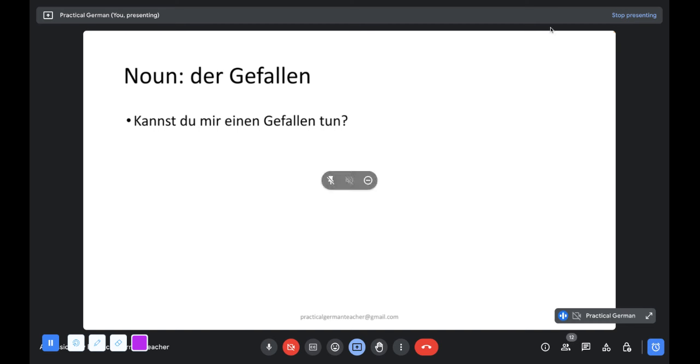And it's very obvious. The reason I chose this is because the meaning changes. Normally if you convert a verb to a noun, the meaning does not change that much. But here for some reason the meaning changes completely. So, kannst du mir einen Gefallen tun? Again, gefallen is der Gefallen. And I think it's obvious why it is mir, for example, and why this is accusative.